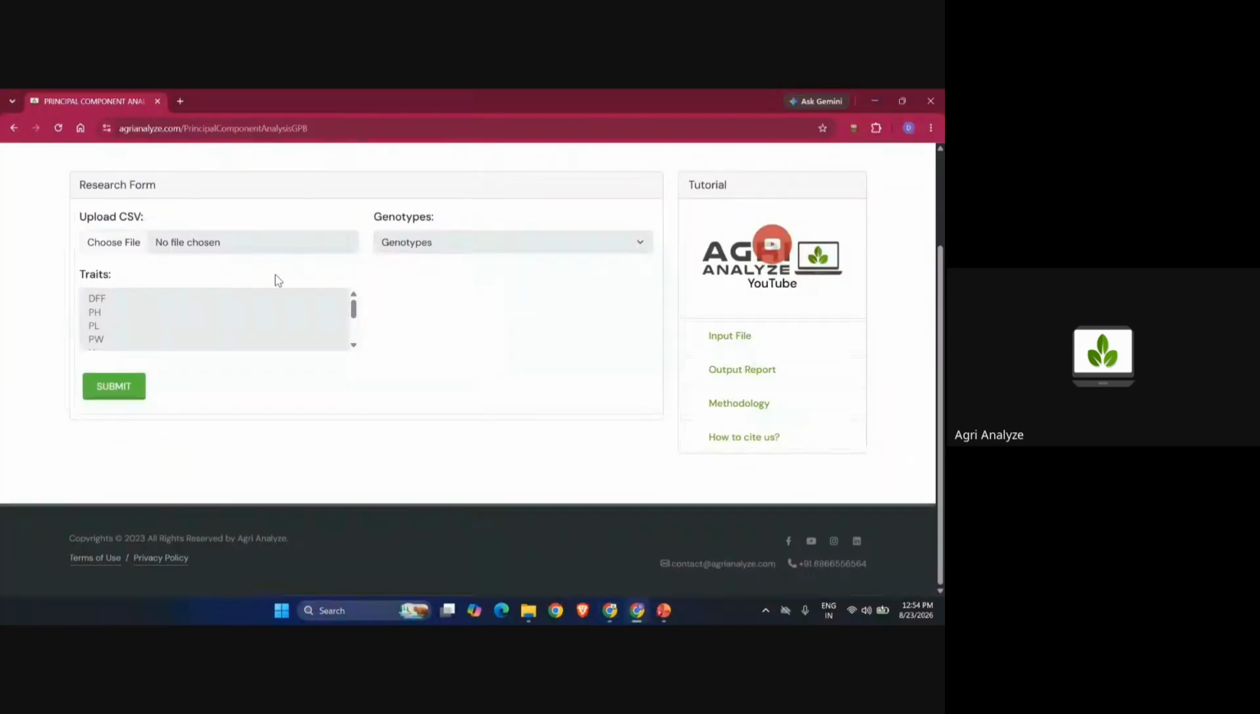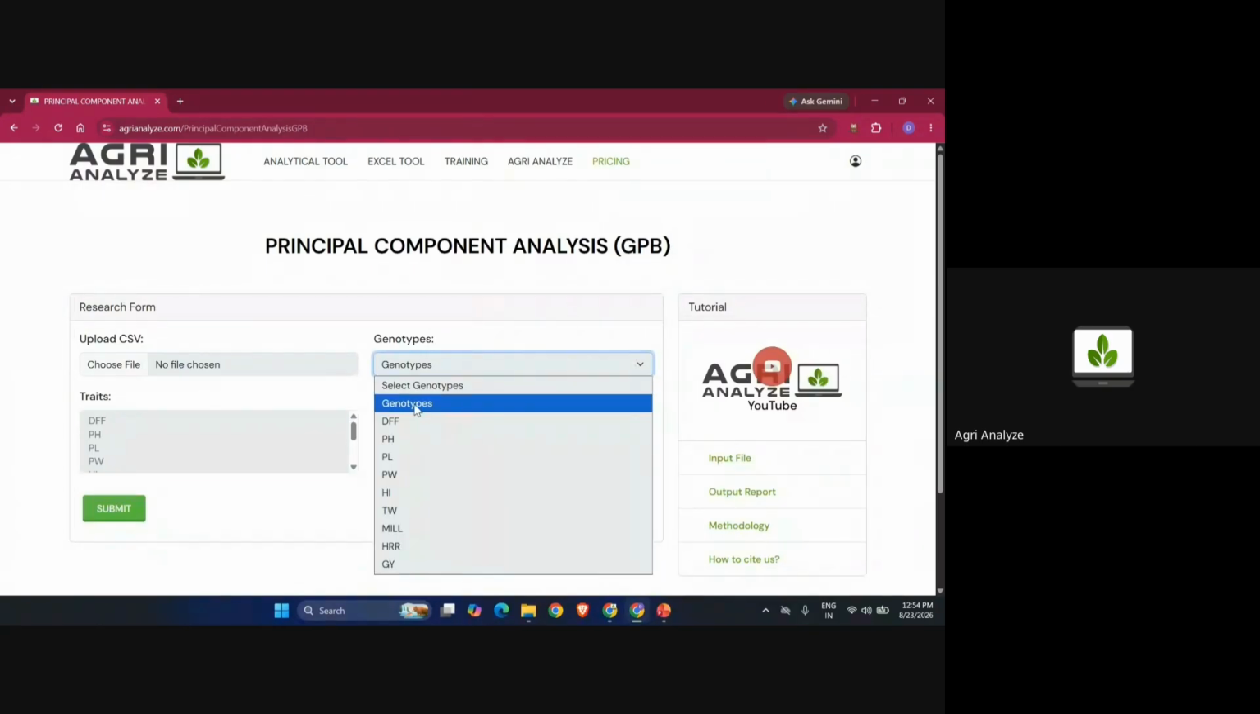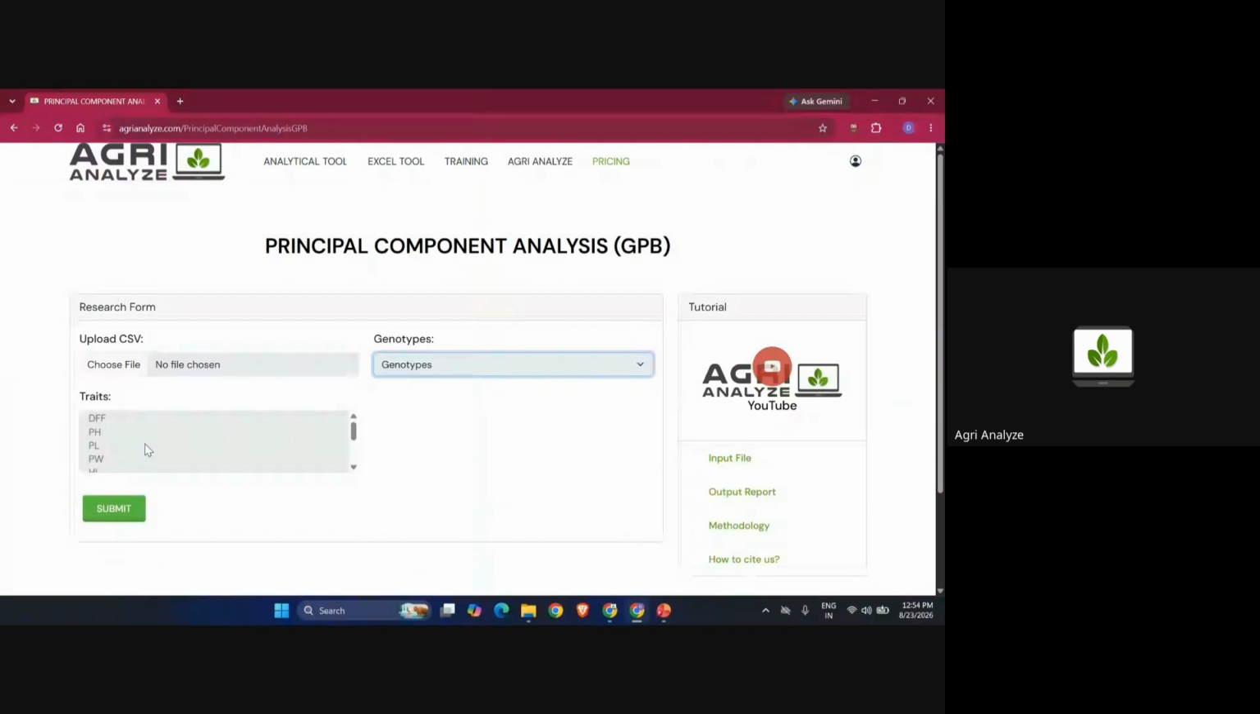Now, after choosing the CSV file of our data, we have to click on the genotype section. We have to click the first column, which is considered as the genotypes. The other remaining columns are considered as traits. Okay. Then click on the submit button.